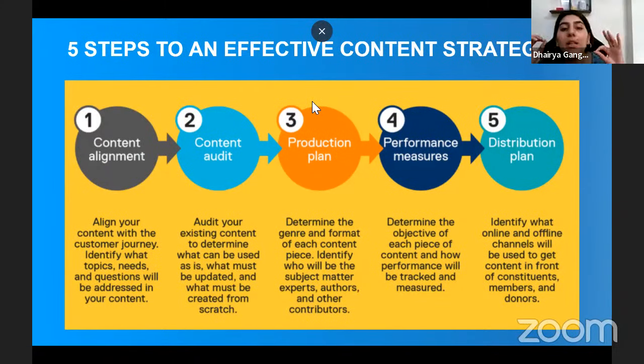And the last step is build a distribution plan. Identify what online and offline channels will you use, right? Will you be posting a WhatsApp story to promote your LinkedIn post? Will you be posting your LinkedIn post as a story on Instagram as well? Will you be sharing it with your cousins and friends and on the WhatsApp groups of your close-knit circle as well? So, what online and offline channels will you use to make sure this content is being distributed to the right set of people, at least initially in your content creation journey, right?